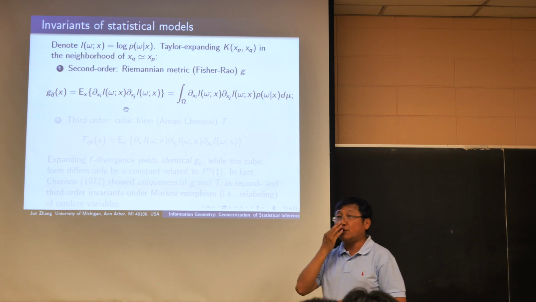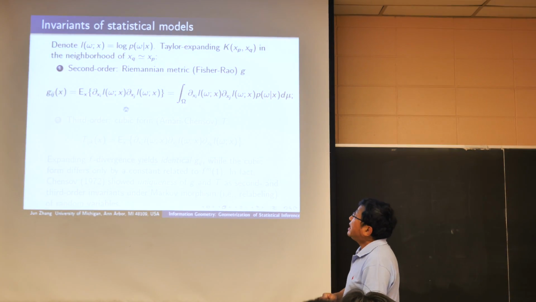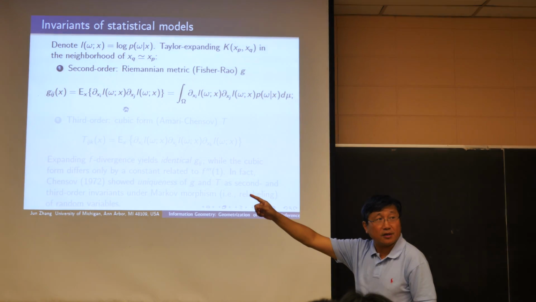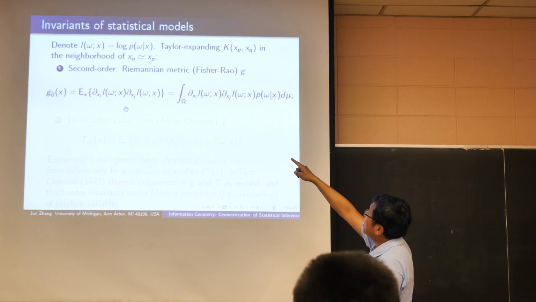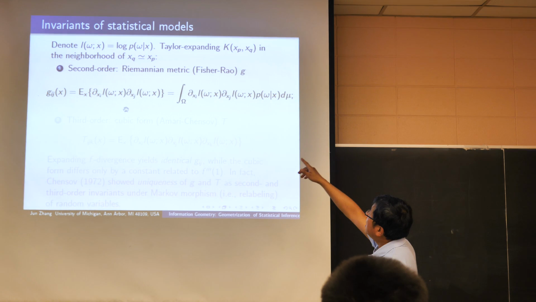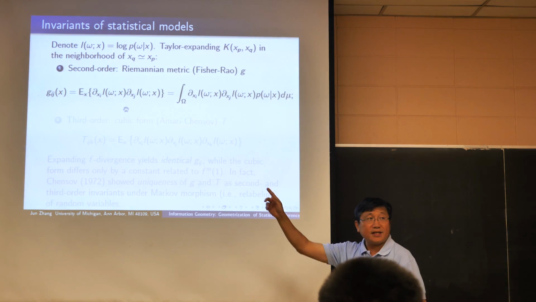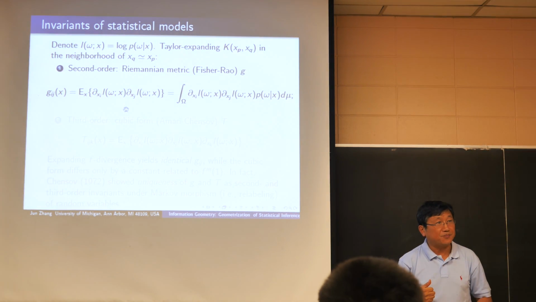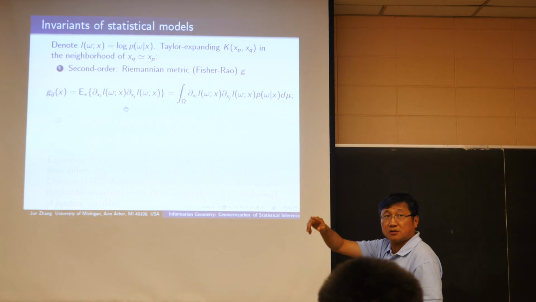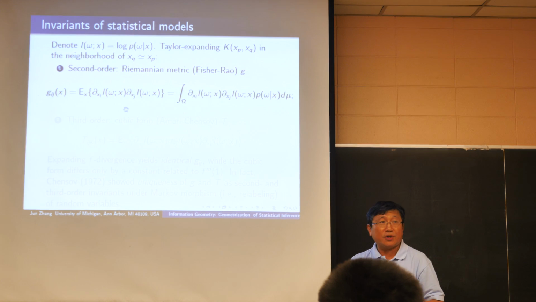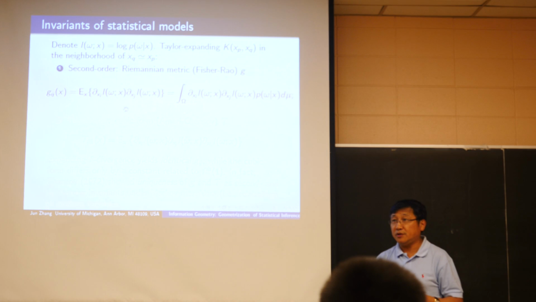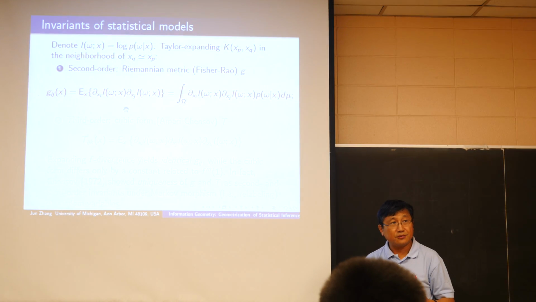Now, the first thing to appreciate is that for all these divergence functions, let's denote L as the log of p, where x is the parameter and omega is the sample space value. Now let's do a Taylor expansion of this divergence function in the neighborhood where x_Q is near x_P. The zeroth order disappears because that's the definition. The first order also disappears because of the smoothness of this log function.